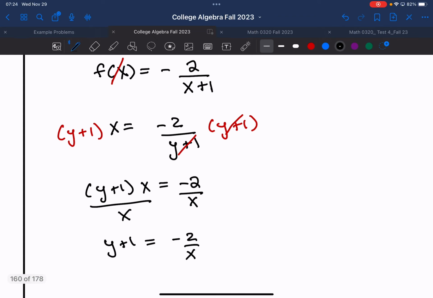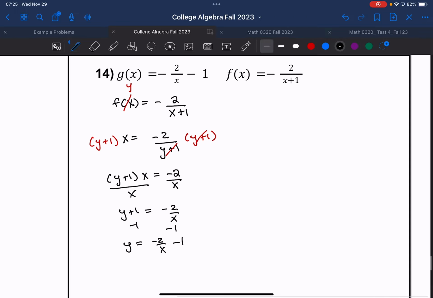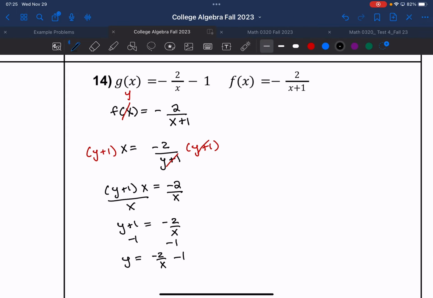And then what would be our last step? Minus 1. So we have y is equal to negative 2 over x minus 1. Okay. And which equation are we seeing if it matches? G of x. Does it match? So that means what? Yes, inverses.